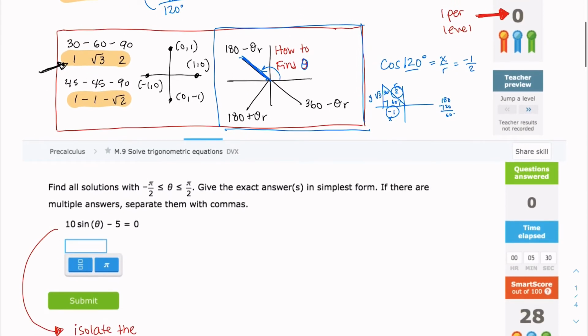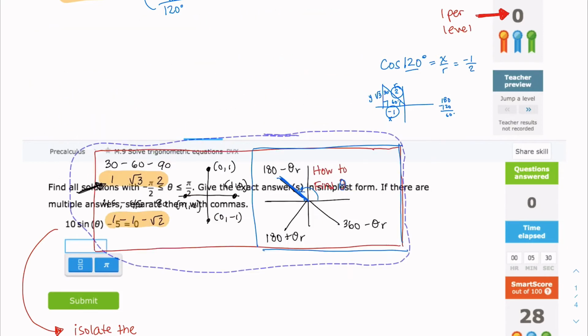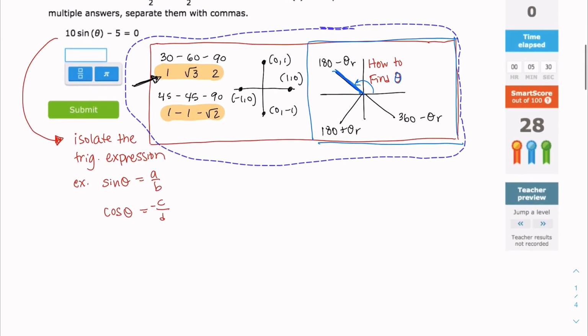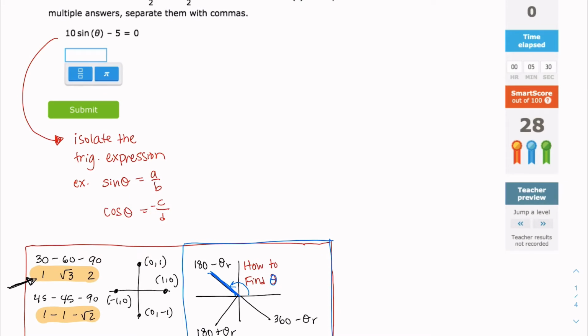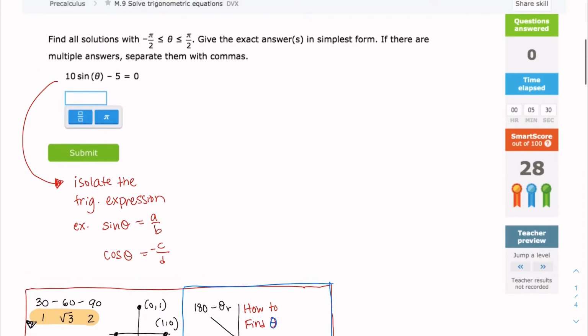So I'm going to bring these notes down for the next problem, but eventually we'll abandon them because it should become kind of second nature, the 1, radical 3, 2, and the 1, 1, radical 2. But it's okay if you still need the notes. It's been a little bit since we've been together. All right, so level 28.